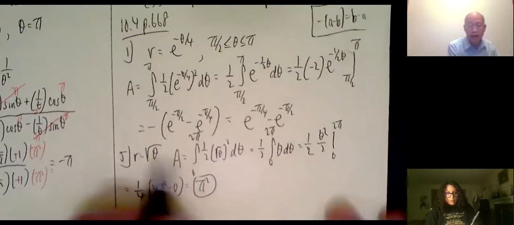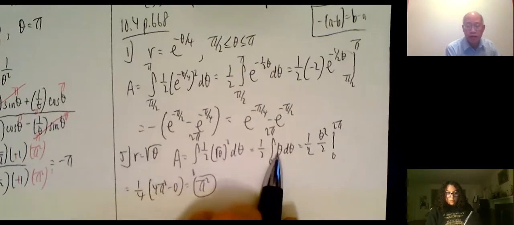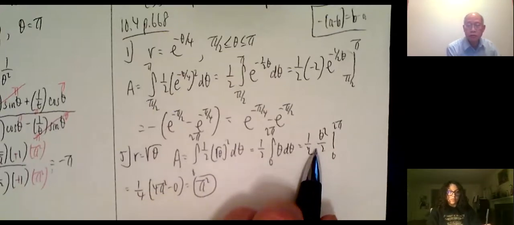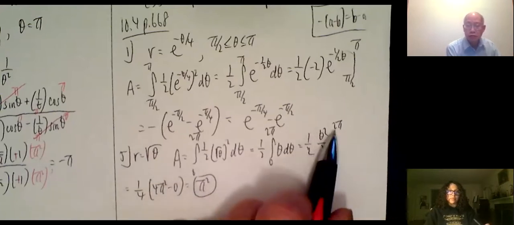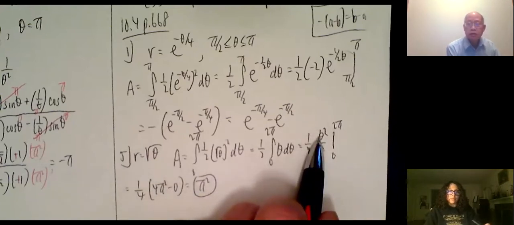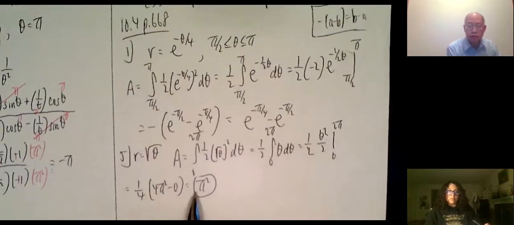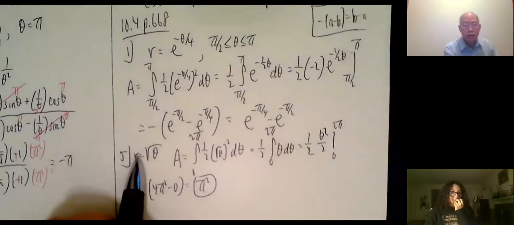Okay, take out the half. Radical theta squared is just theta. So I'm integrating theta, d theta. Very nice. So 1/2 theta squared over 2. From 0 to 2 pi, that's 1/4. Plug in 2 pi. 2 pi squared is 4 pi squared. Minus plug in 0, you get 0. So the answer is pi squared. So that's the area. That's the area swept out by this spiral.